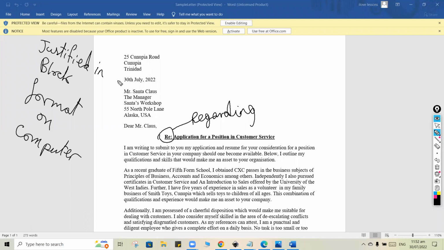All right, so the first paragraph is supposed to say who you are and why you're writing. I'm writing to submit to you my application and resume for your consideration for a position in customer service in your company, should one become available. If you find that sentence is too long, then by all means, you could shorten it, right? This comes down to your personal writing style. Once it makes sense, an examiner may not care. Once it's grammatically correct and it makes sense, right?